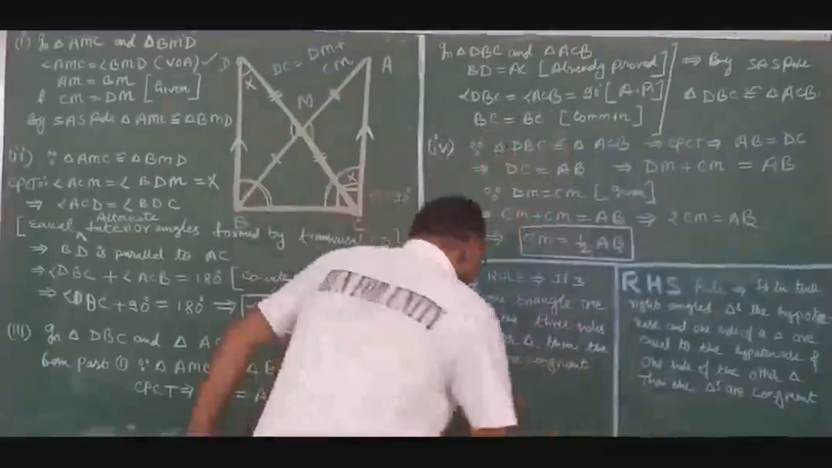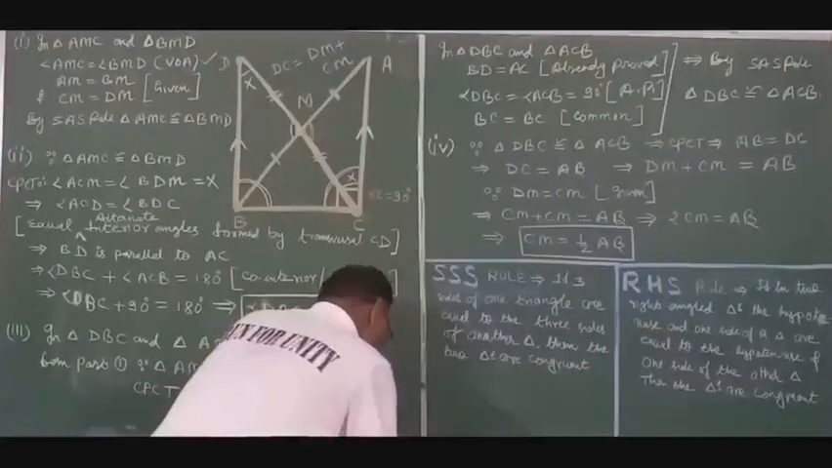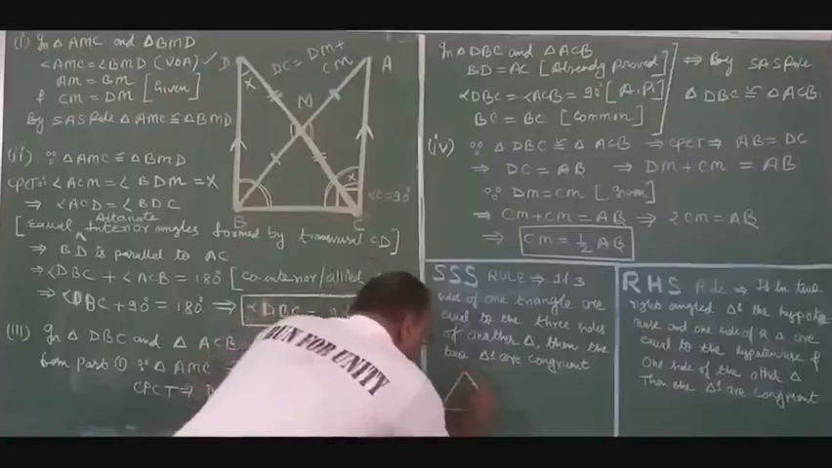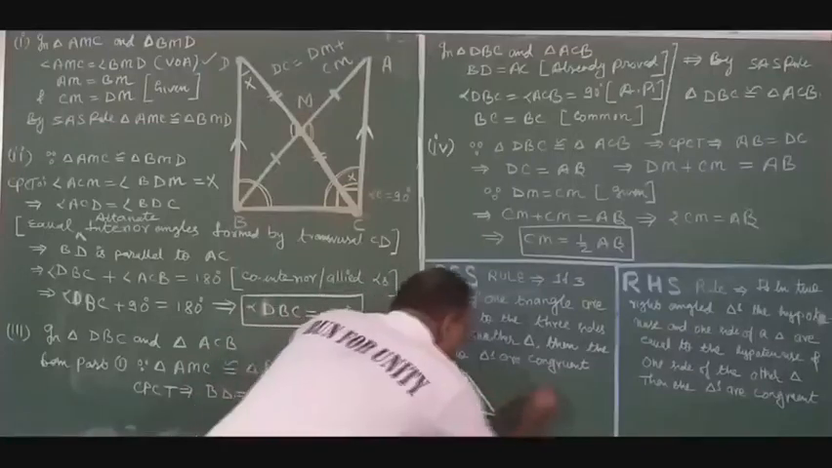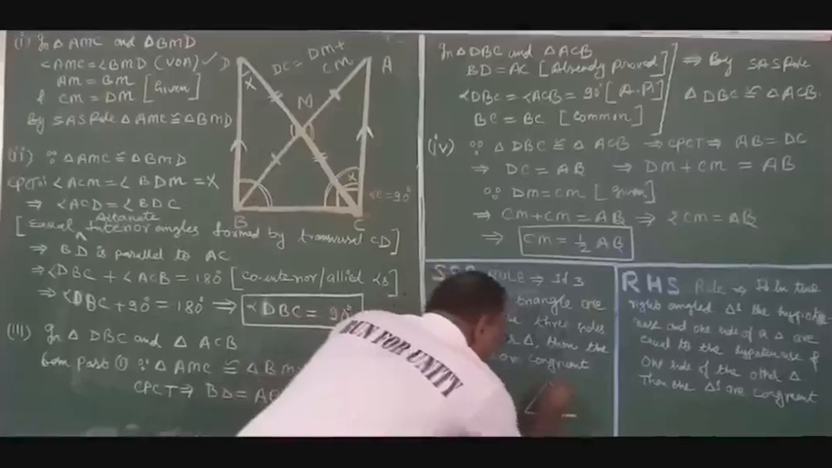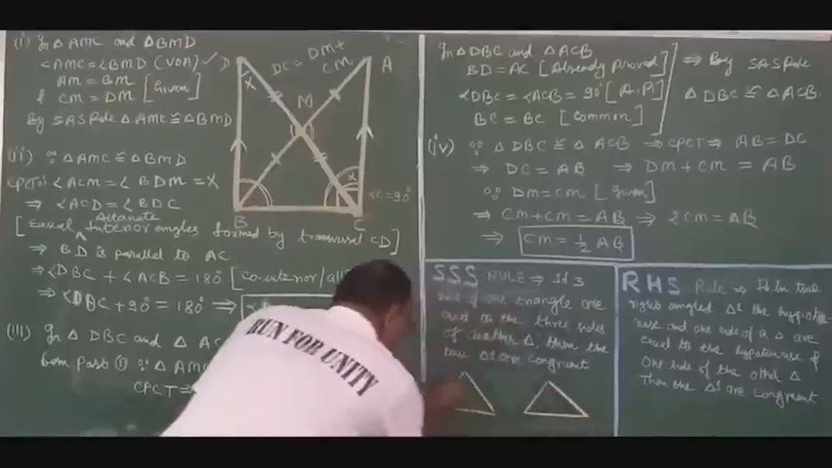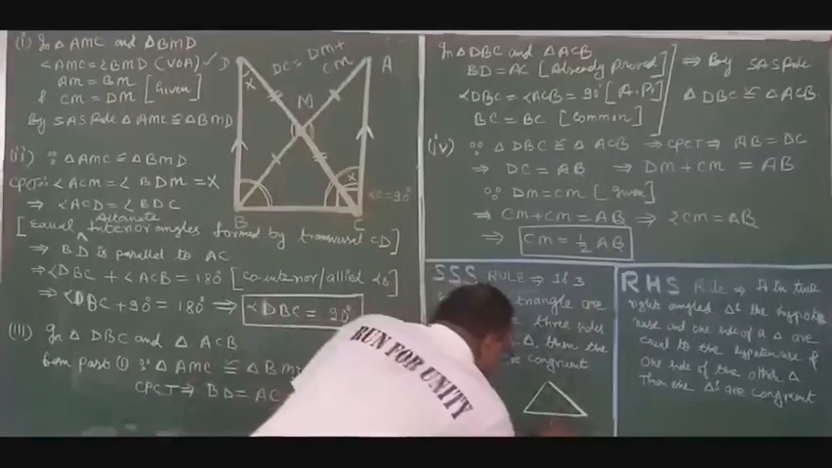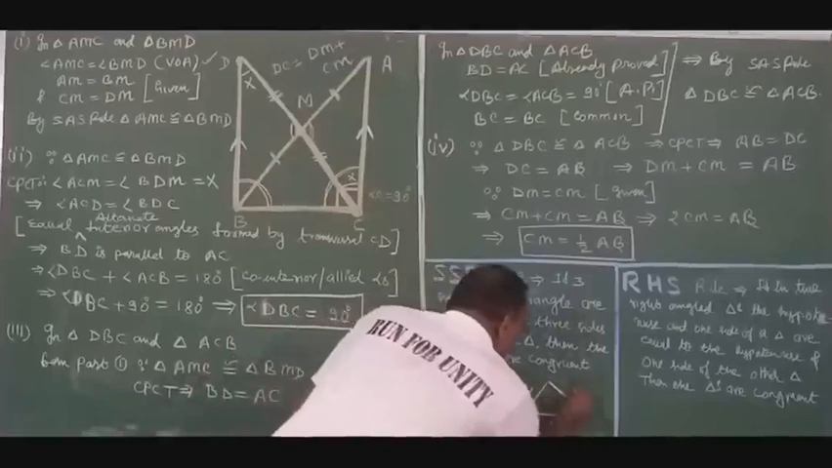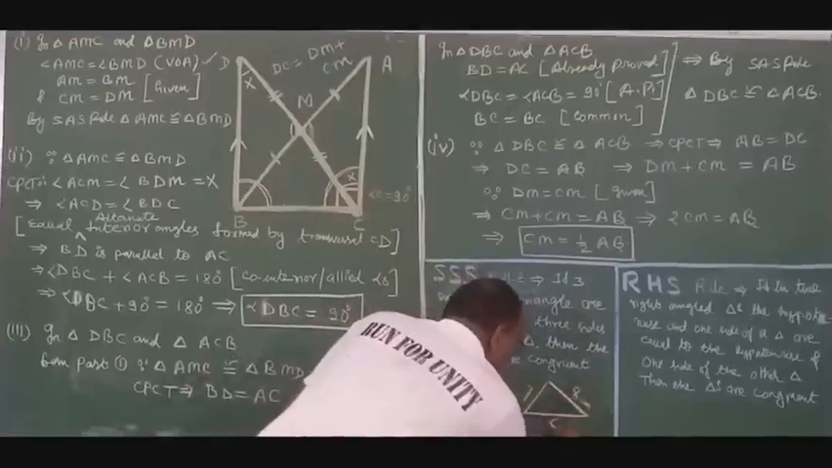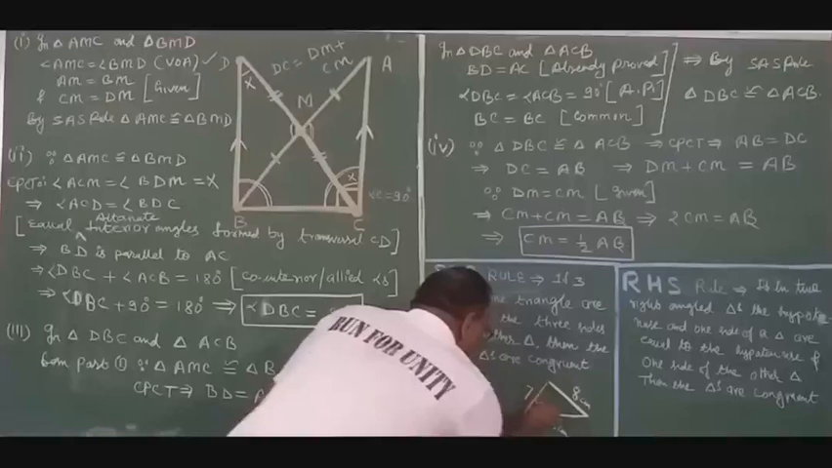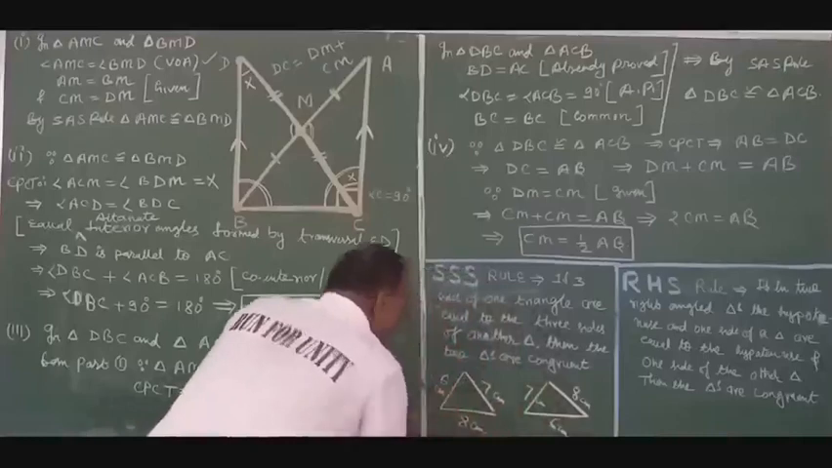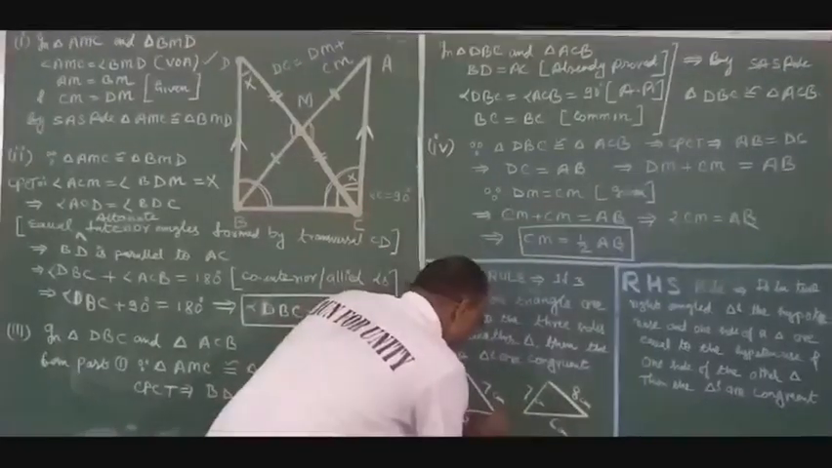Just look here. Suppose this is the first triangle. Its sides are 6 centimeter, 7 centimeter, 8 centimeter. All the units are in centimeter. Okay. So then these two triangles will be congruent.